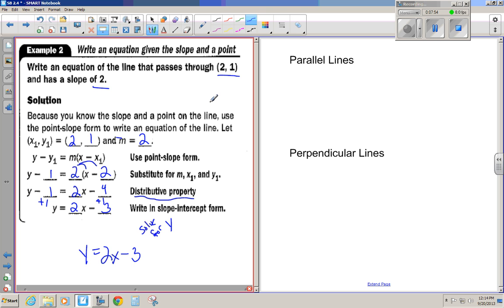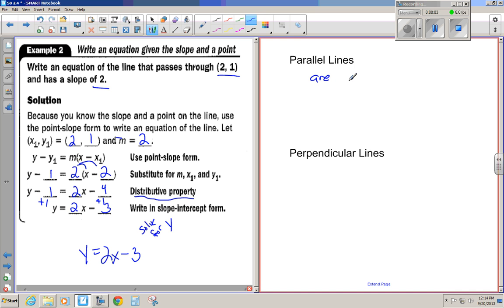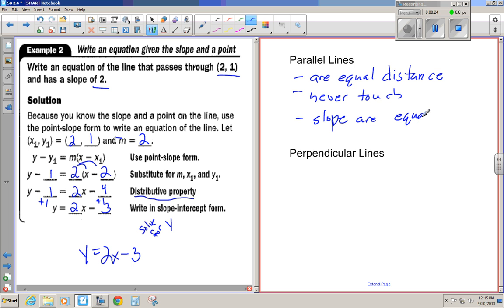All right, remember back from, I think, an earlier chapter, parallel lines are equal distance from one another. They're equal distance. They never cross or never touch. And their slopes are equal. So their slopes are equal.